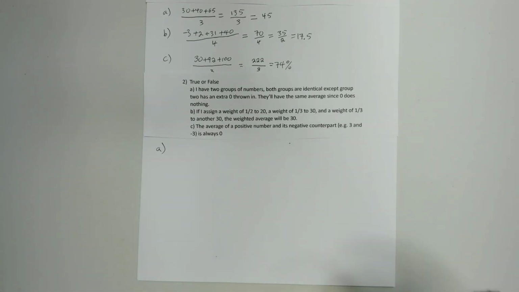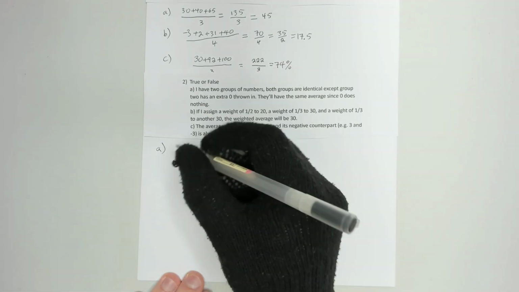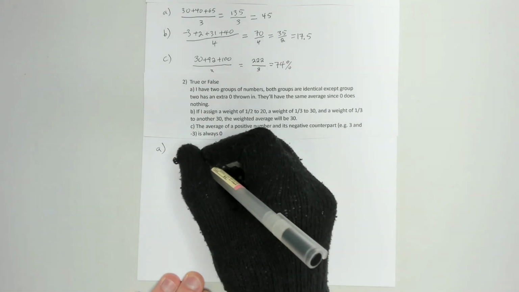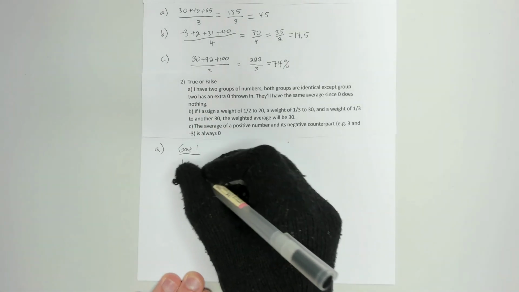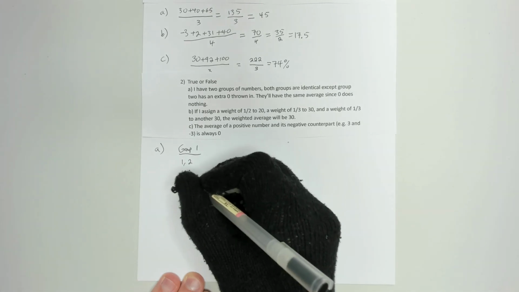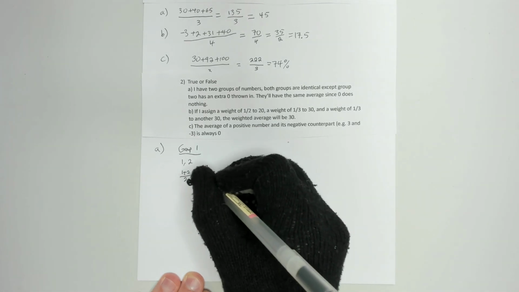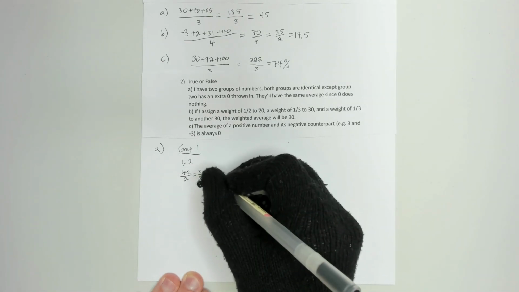So that is going to affect things. For example, if group 1 is just 1 and 2, their average is going to be 1 plus 2 divided by 2. That's 3 over 2, which is 1.5.